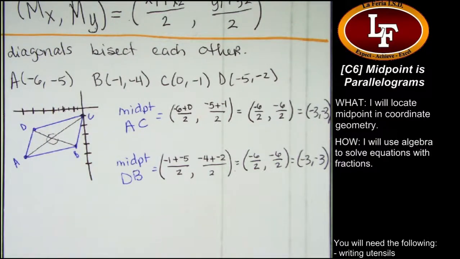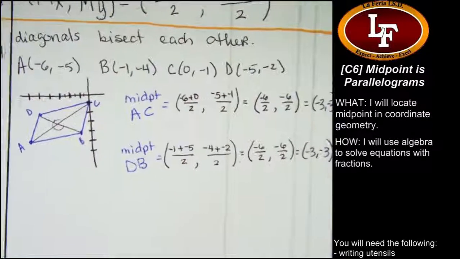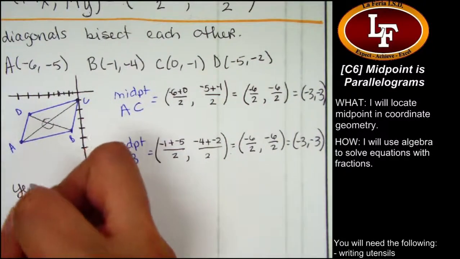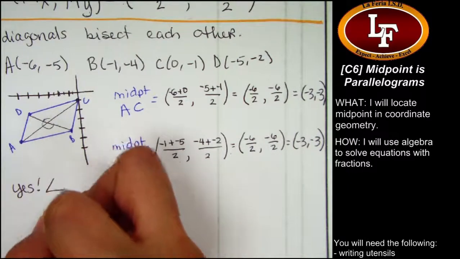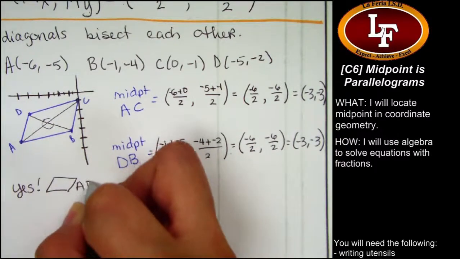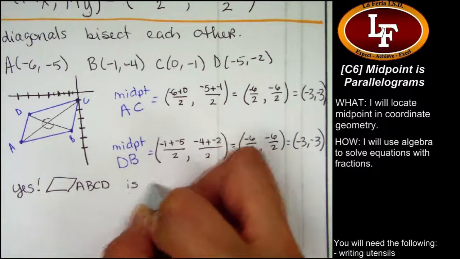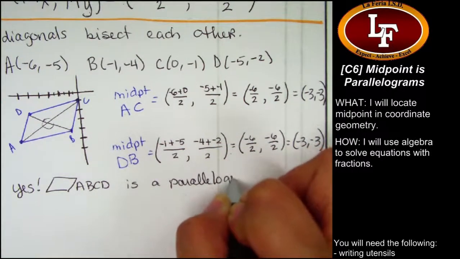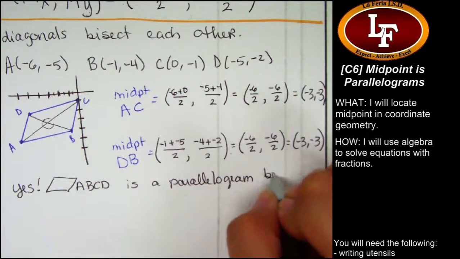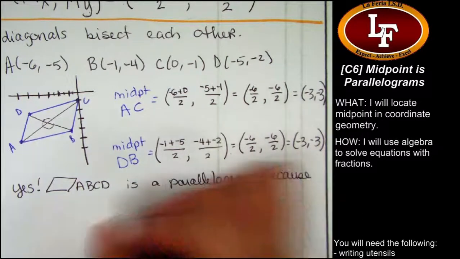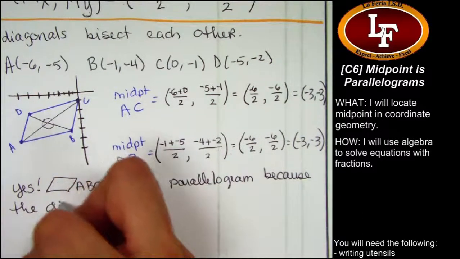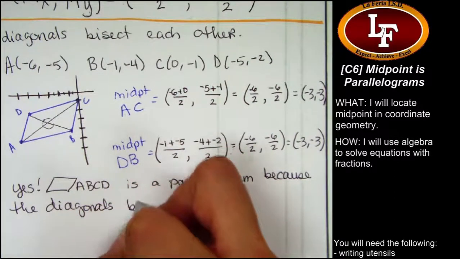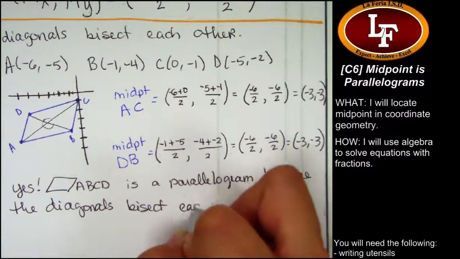Since they have the same midpoint, they are indeed bisecting each other, and so I can say that yes, figure ABCD is a parallelogram. And I have to give a justification, so I'm going to write the word because the diagonals bisect each other.